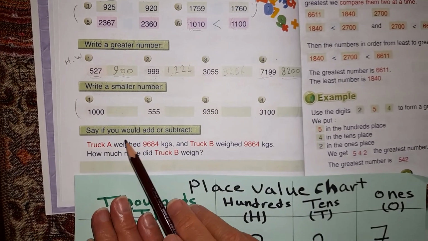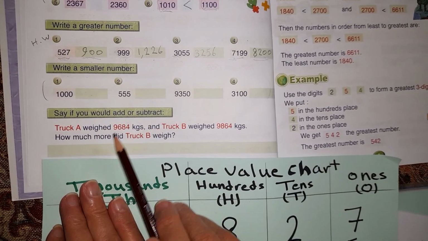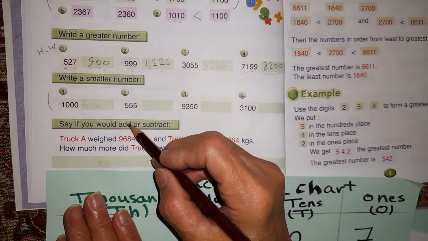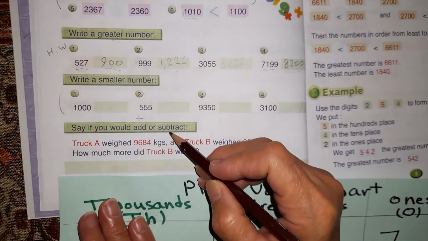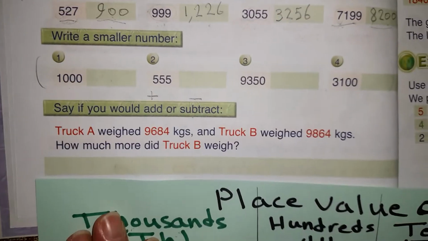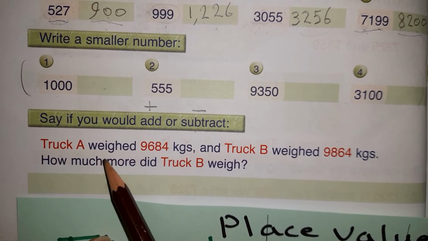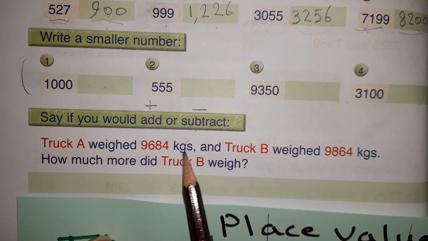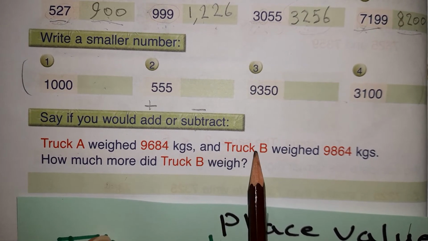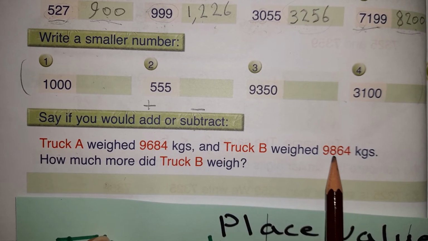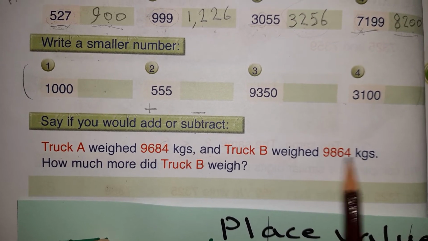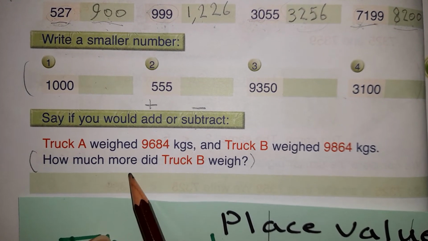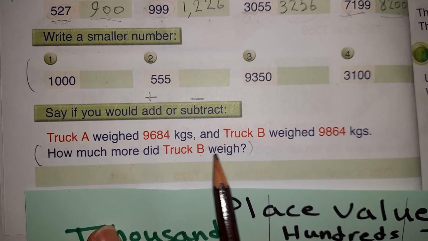Let's go to the last one. Say if you would add or subtract. They give us a problem-solving question and they want us to say if I will add, plus, or subtract, minus. Truck A weighed 9,684 kilograms and truck B weighed 9,864 kilograms. Look, what is the question? They said, how much more did truck B weigh?